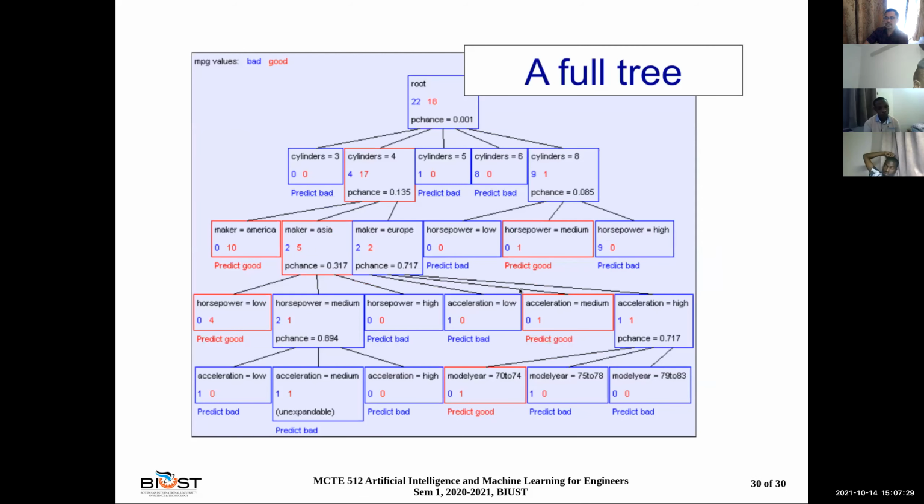So this is the whole tree. Once you see this one, no need to split. So we split only here. We split here. No need to split. We split here and we split here. So you split the horsepower here. This is split in terms of horsepower. This is split in terms of acceleration.